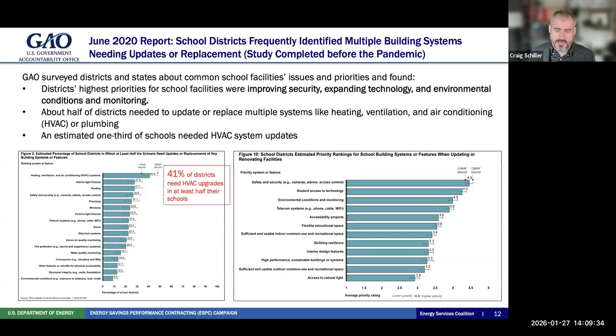I'm going to reiterate that. The majority of our school buildings need things fixed. #1 issue is HVAC. #2 is lighting. #3 is roofs. Safety is #4. It goes down the list. So we need a lot of things fixed in our school infrastructure. Next slide.